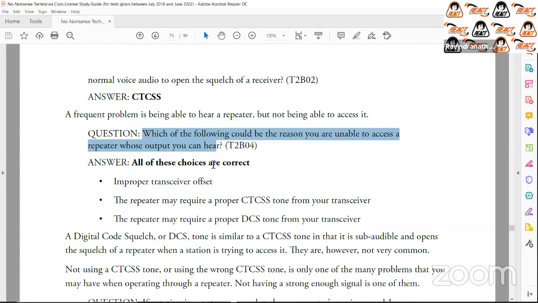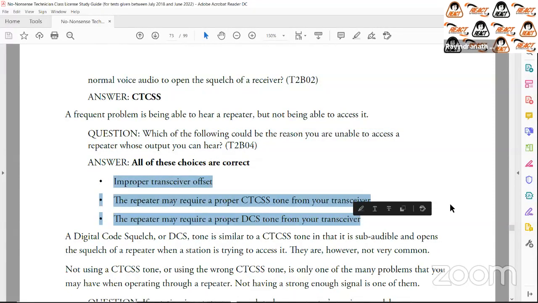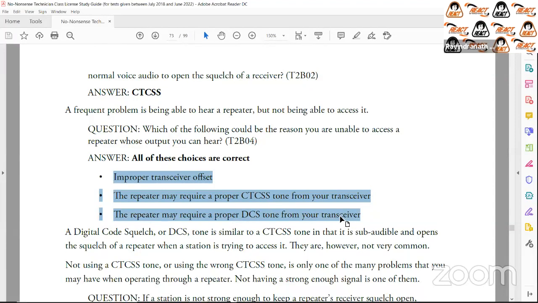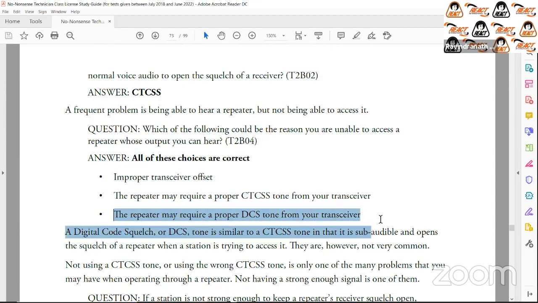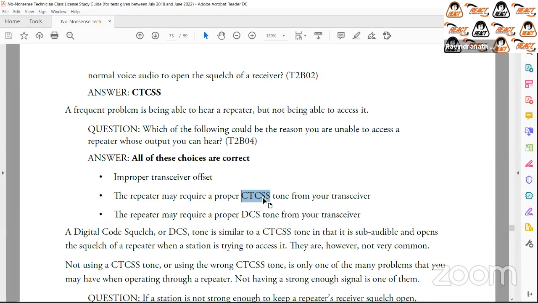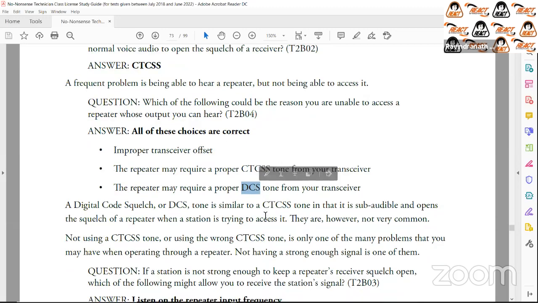So this came under the troubleshooting slide, and all of these are correct. You may have an improper offset. You may not have been using 600, use 500, 400, or something else for 2 meters. The repeater may require a proper CTCSS tone from your transceiver, meaning that you're not using a tone at all or you're using a wrong tone. Similar, the repeater may require proper DCS tone from your transceiver. And remember the difference between CTCSS and DCS is CTCSS is analog and DCS is digital, but they are both tones.